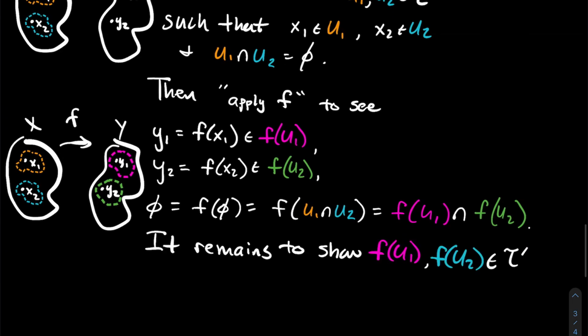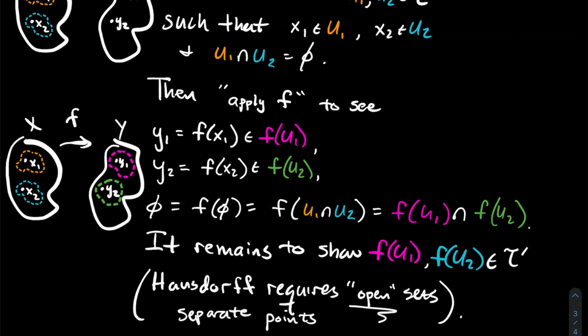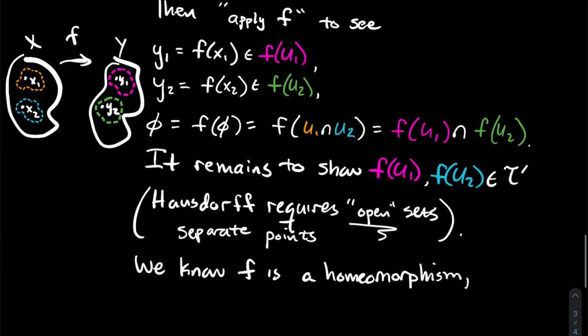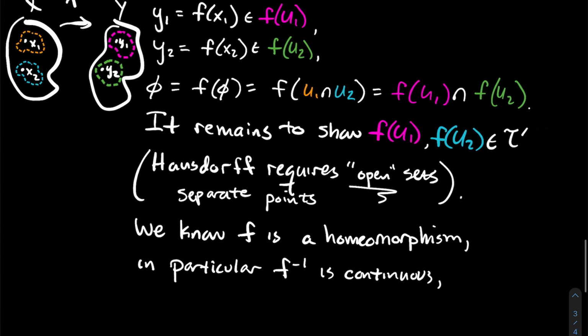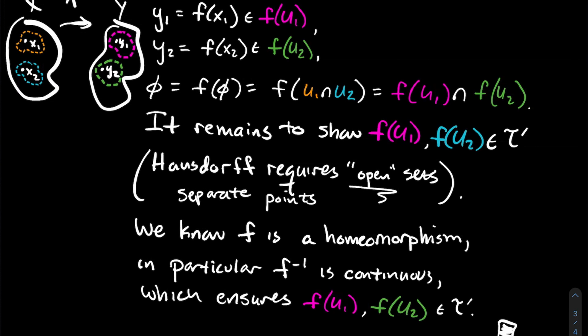So the last thing that we need to do is, great, you found two sets that separate y1 and y2. How do you know they're open sets? Remember, Hausdorff requires that the sets that separate these points be members of the topology. So how do I know f of u1 and f of u2 are indeed in T prime? That's where, again, it comes down to f being a homeomorphism. It's because I know f inverse is continuous. Remember, that's a consequence of f being a homeomorphism. And so that ensures that f of u1 and f of u2 are in T prime.